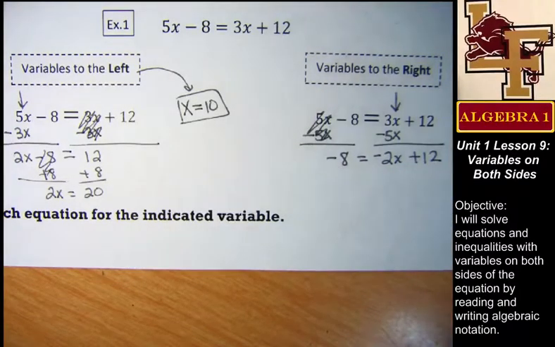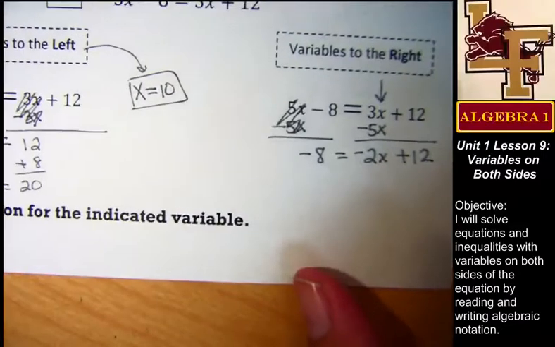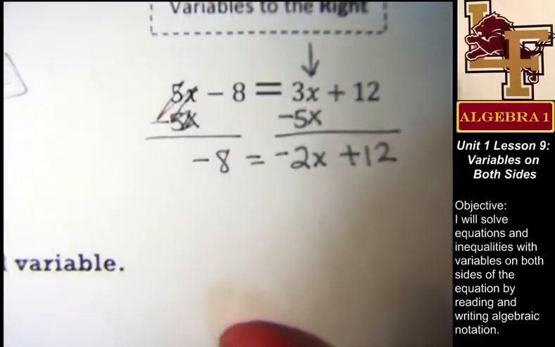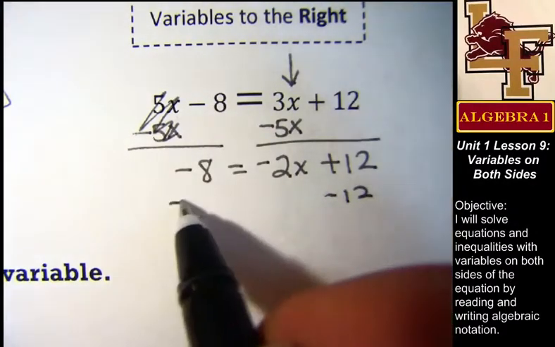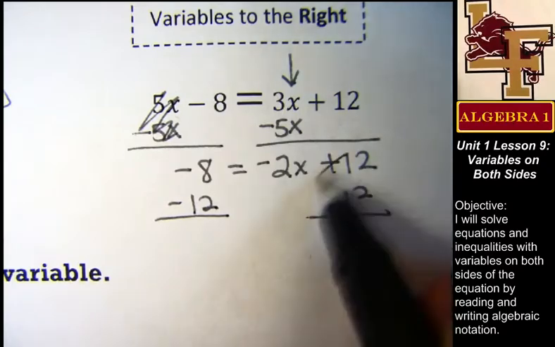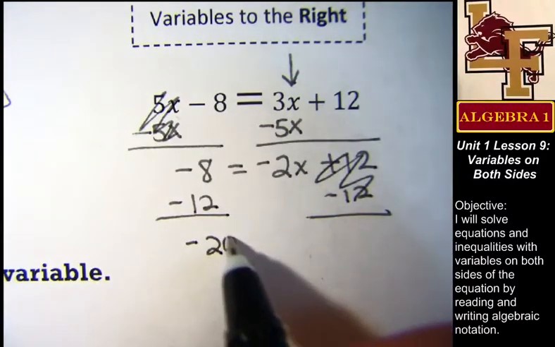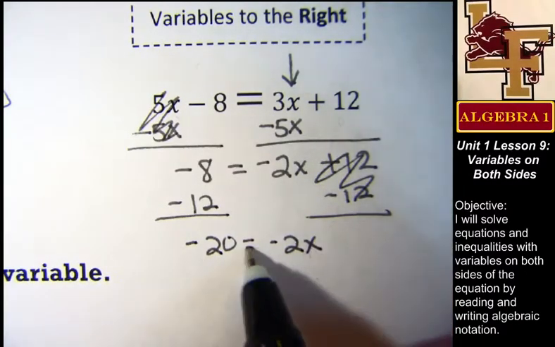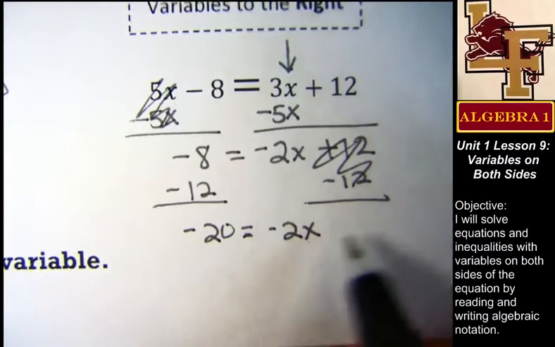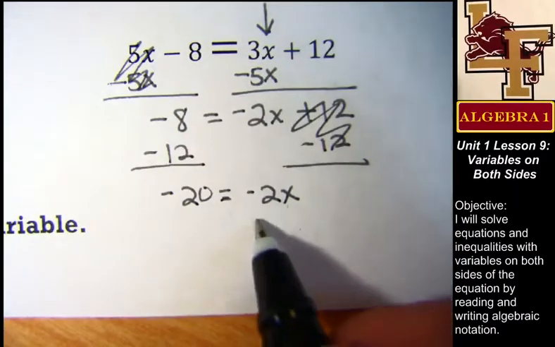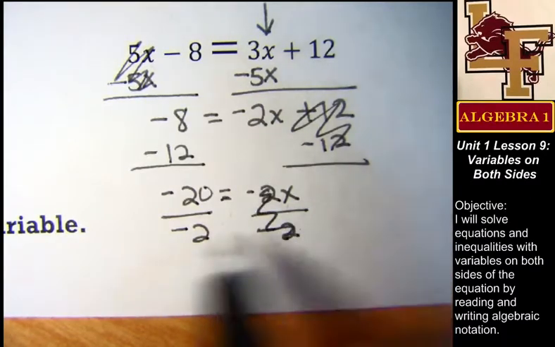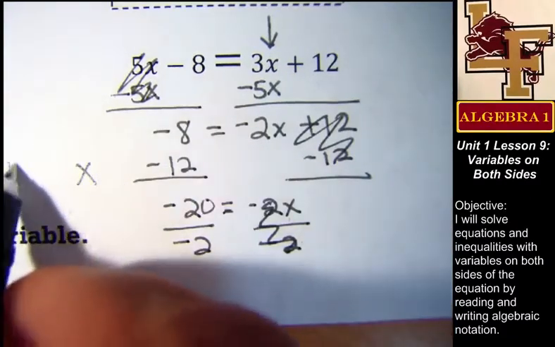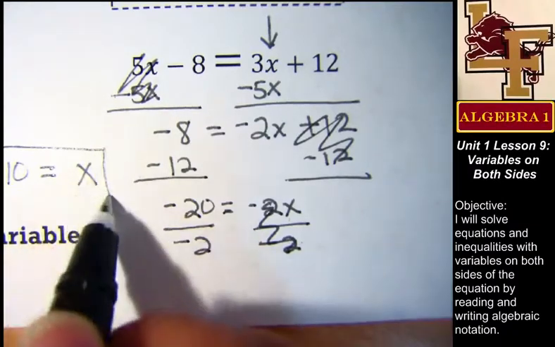And again, this now looks like every other equation we've handled so far this year. So I'm going to fly through the steps on solving this. I'm going to subtract 12 from both sides. And now I need to get the x by itself. There's multiplication between the negative 2 and the x, so I'm going to divide by negative 2. Negative 10. And when I'm done, I have 10 equals x.